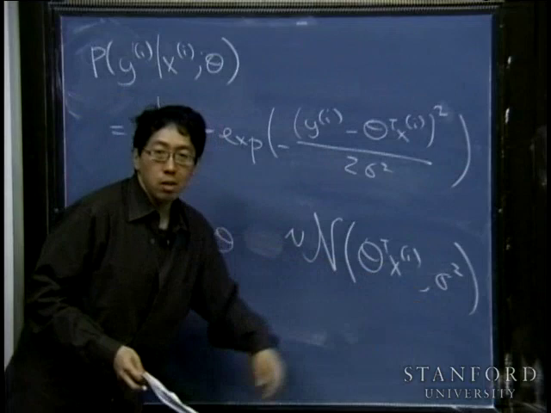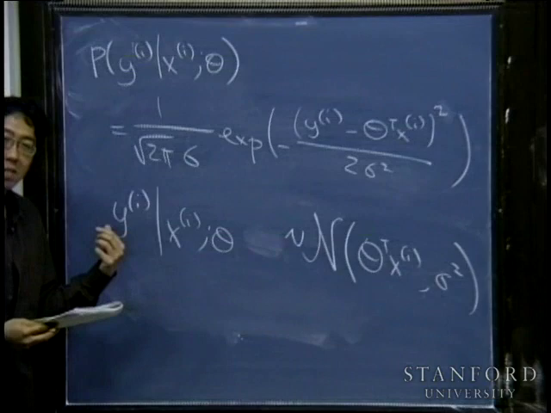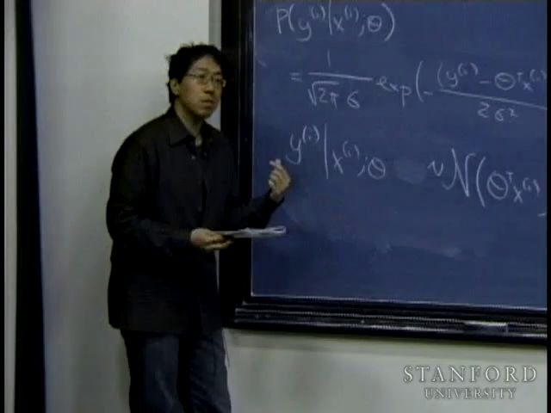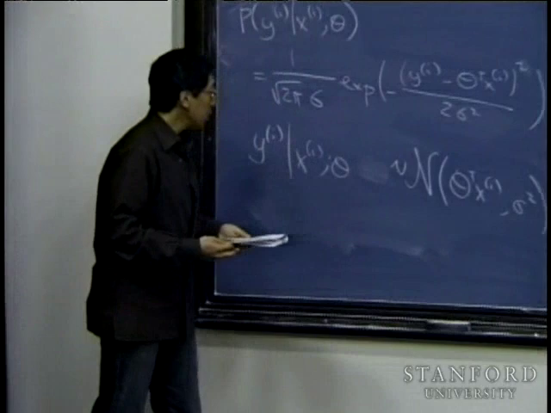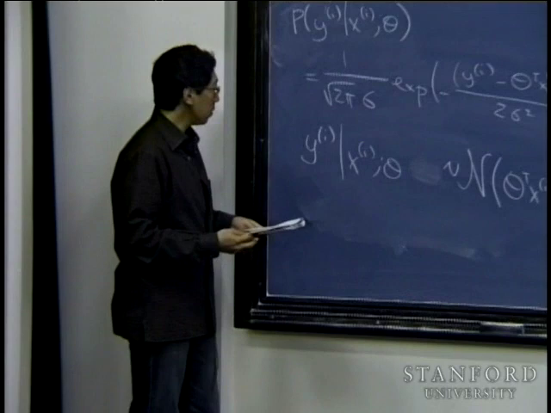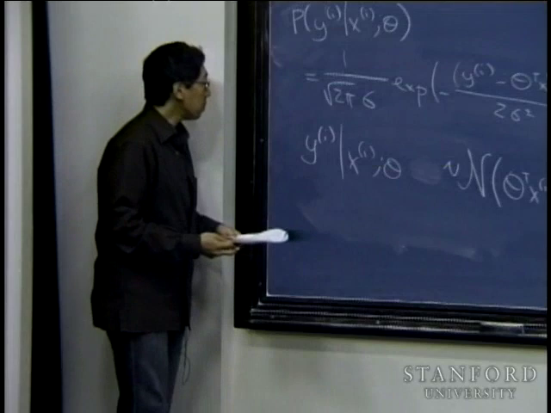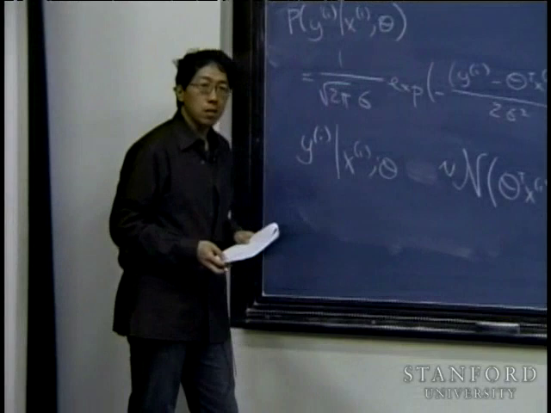Does this make sense? Can you raise your hand if this makes sense? Okay, most of you. In point of notation, oh, yes. About the error. Why do you assume here the error is a Gaussian?